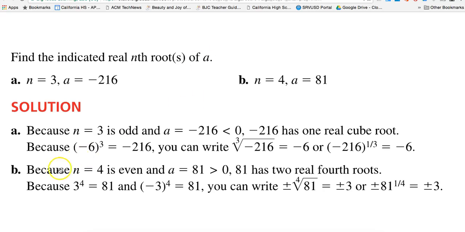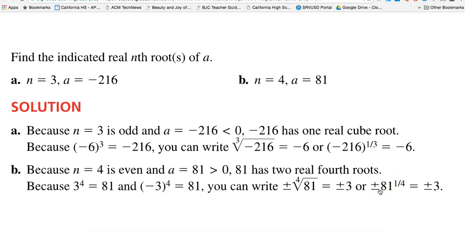So we go back over here, and remember, b to the fourth power equals 81, or plus or minus the fourth root of 81 gives us plus or minus 3. Remember, because it's even, we have both the plus and minus value. If you take plus or minus 3 to the fourth power, we get 81.